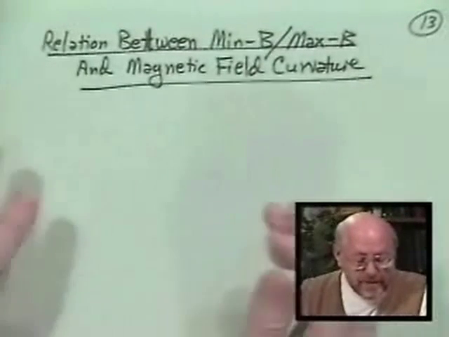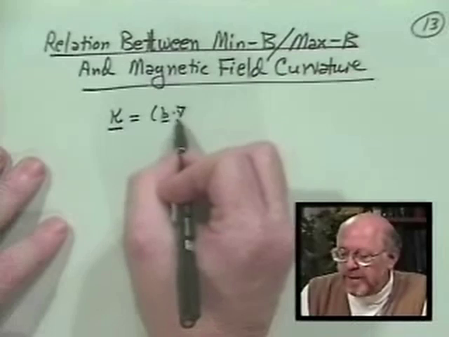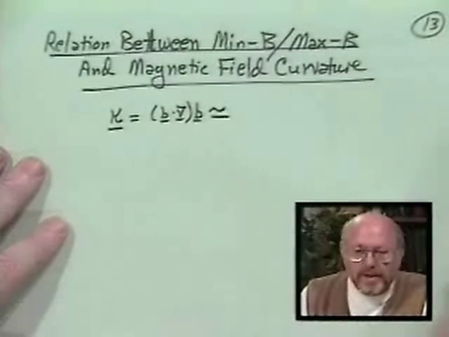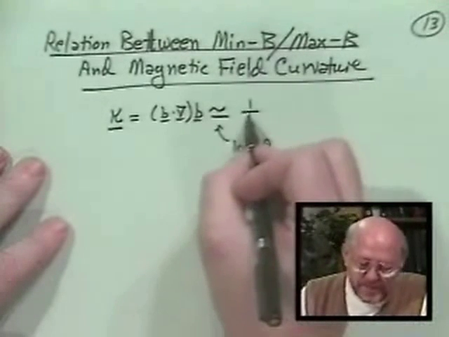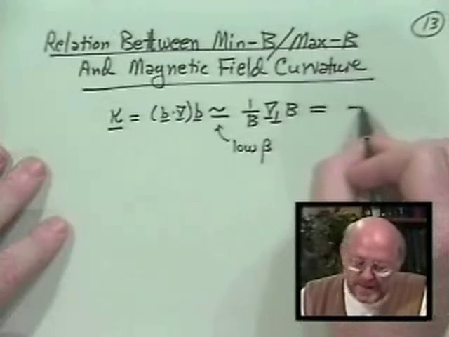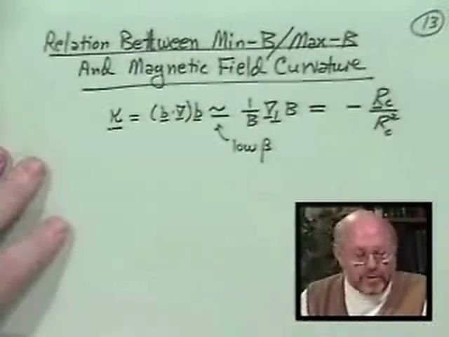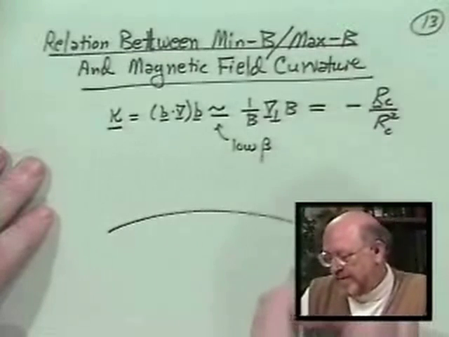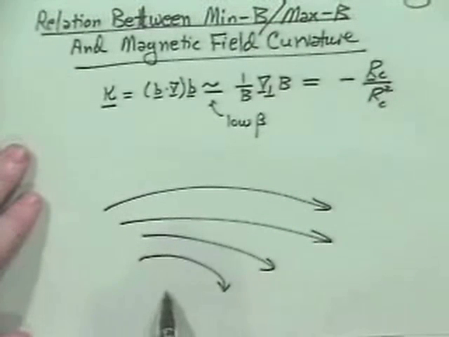So the idea here is that we remember that the magnetic field curvature, which was defined as B dot grad B, is approximately, for a low beta plasma, low ratio of plasma pressure to magnetic pressure, approximately 1 over B grad perp of B. But I can also write that as minus the radius of curvature vector divided by the radius of curvature squared. So let's just remember that if I have a magnetic field situation where the field lines do this, you kind of know that I've got to have a source of current over here, right? So as to cause that.